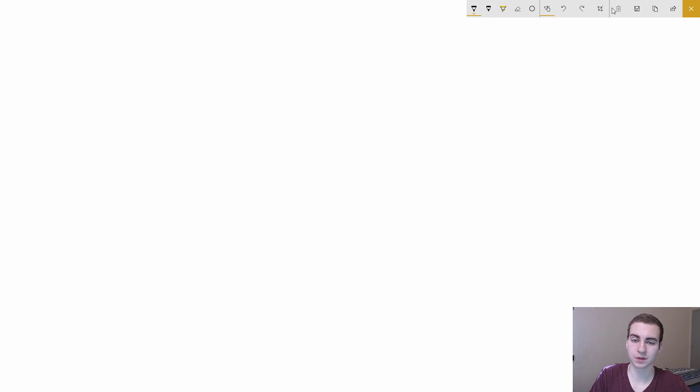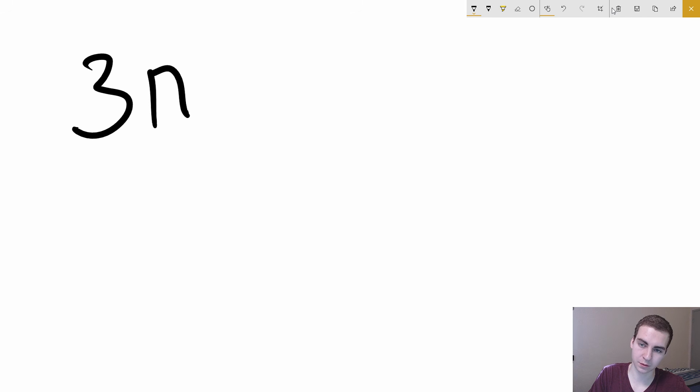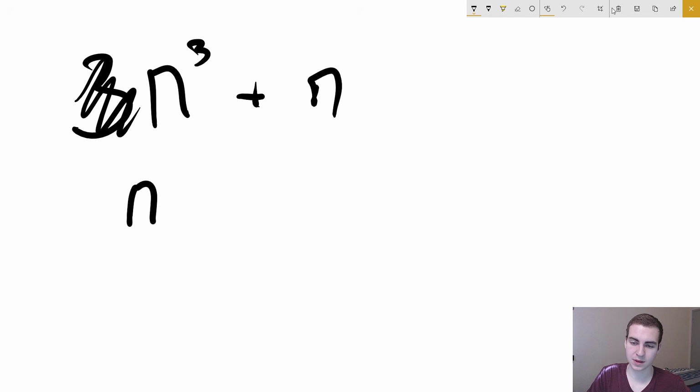You might not understand why I'm doing this, but say we have a function like 3n cubed plus n. How do we simplify this? Well, first of all, you'll say, okay, we can get rid of the 3. Correct. So now we have n cubed plus n.